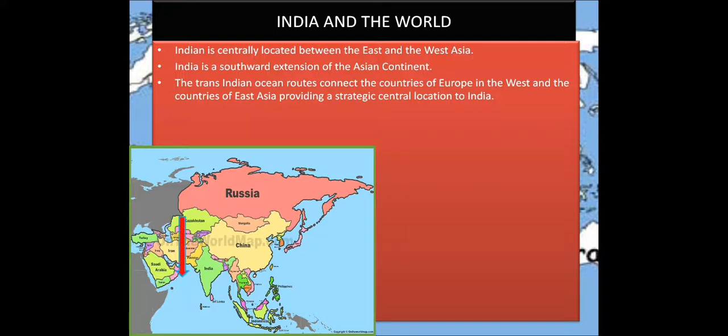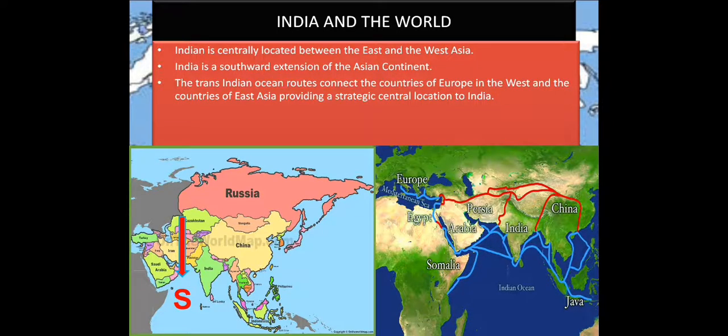India in the world. India is very well centrally located in Asia. If you see the map of Asia, India is exactly in the central part. If we look from the east side and west side, it is centrally located. But it has a southward extension in the Asian continent. And the Trans-Indian Ocean route connects the countries in Europe in the west and countries of East Asia, providing a strategic central location to India. So India is so properly located that it has certain strategic advantages. Because of certain sea routes, it has a good communication network with European nations as well as Southeast Asian nations, and this central location gives so many advantages to our country.